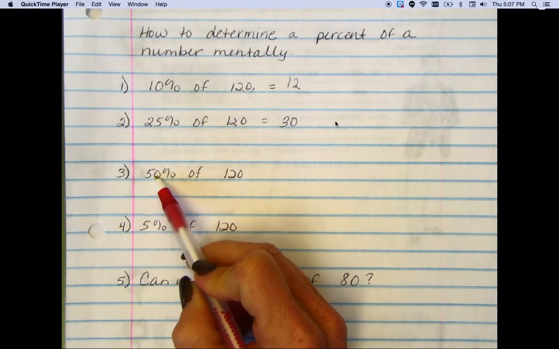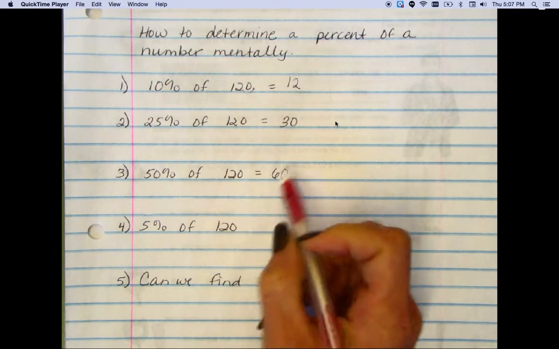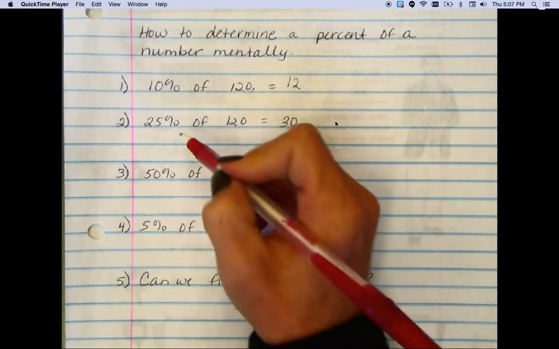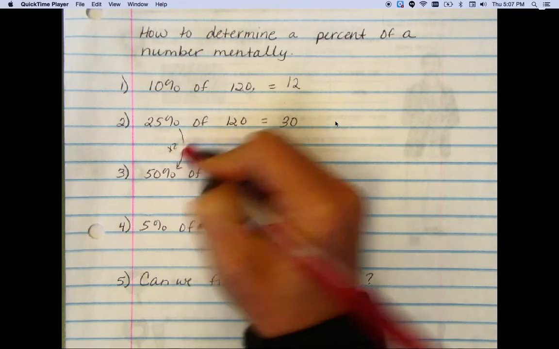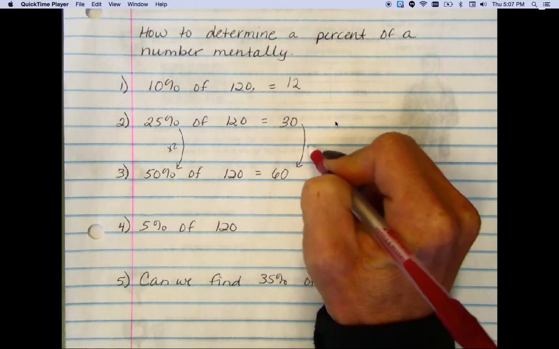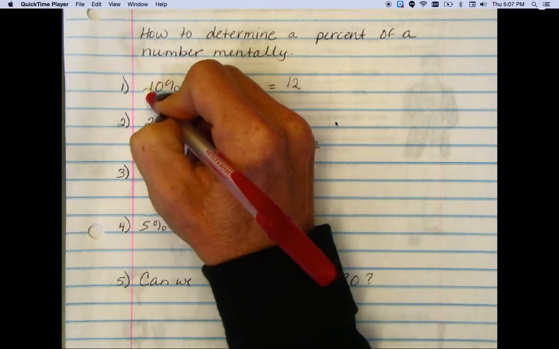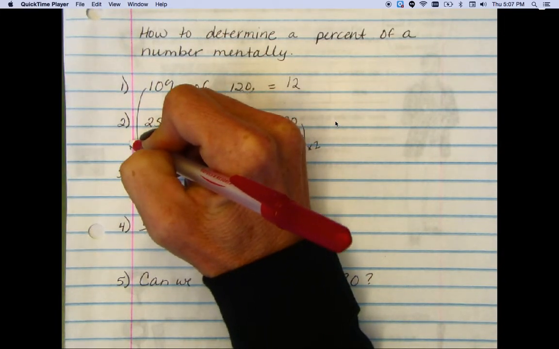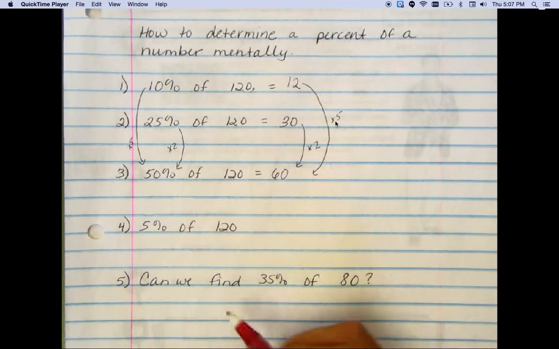50% is like half. So half of 120 is 60. Another relationship I can see is 25% to get to 50% would be times 2. So 30 times 2 is 60. I could even see 10% times 5. So 12 times 5 is 60.